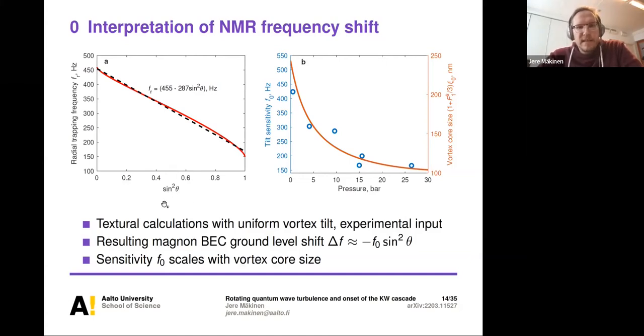And we found that the resulting frequency is approximately linearly proportional to sine squared of the tilt angle of these vortices. Here's one example you can see. This dashed line is the approximate relation written here, while the red one is the actual simulation. Now we have estimated this at a few different pressures, and it looks like this frequency shift with respect to the tilt angle of the vortices scales with the vortex core size.